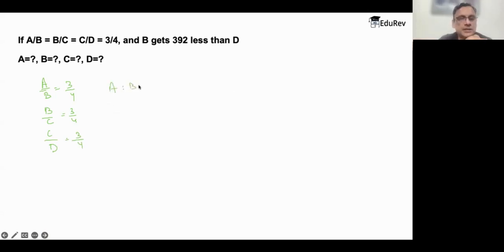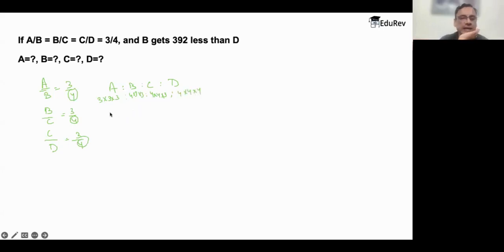A is to B, is to C, is to D. We'll use the method that we discussed just now. A will be all 3 numerators, which is 3 into 3 into 3, right? B will be 1 denominator and 2 numerators, so 4 into 3 into 3. C will be 2 denominators, 1 numerator, so 4 into 4 into 3. And D will be all 3 denominators, 4 into 4 into 4.